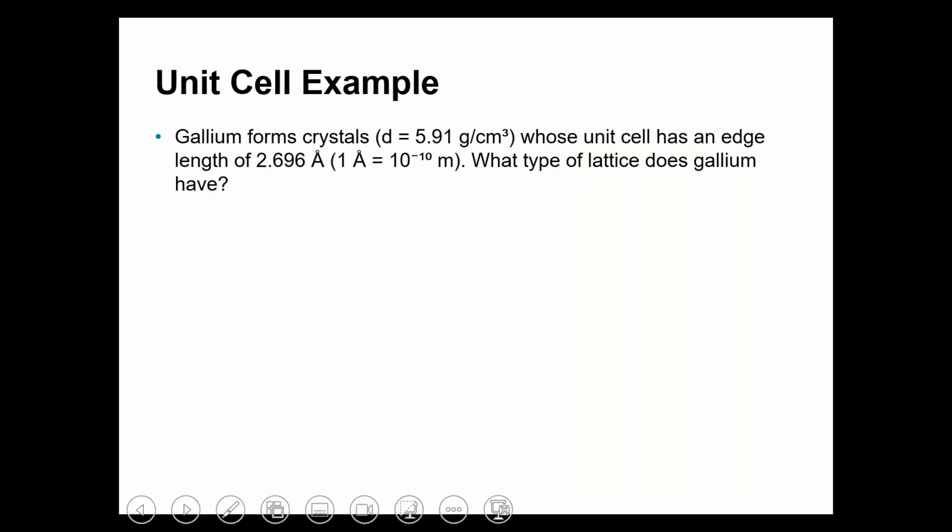There we go. Gallium forms crystals where we have a density of 5.91, whose unit cell has an edge length of 2.696 angstroms. What type of lattice does gallium have? Okay, so again, if they're asking what type of lattice, they're basically asking how many atoms, right, in a unit cell.